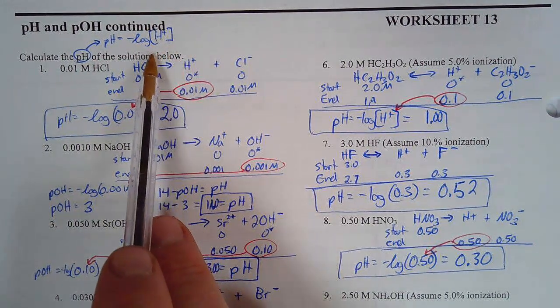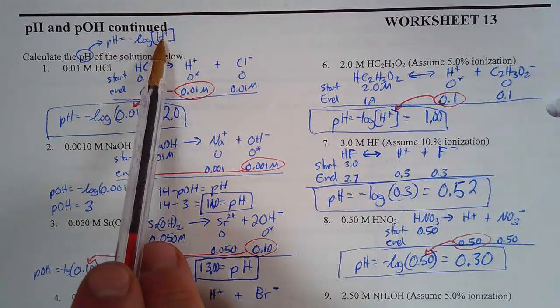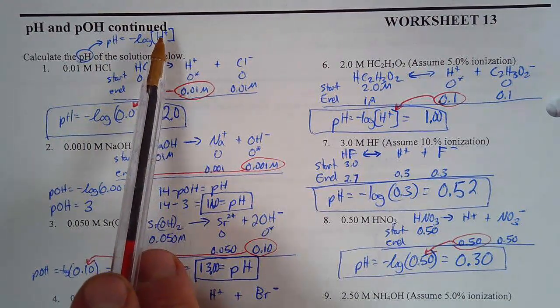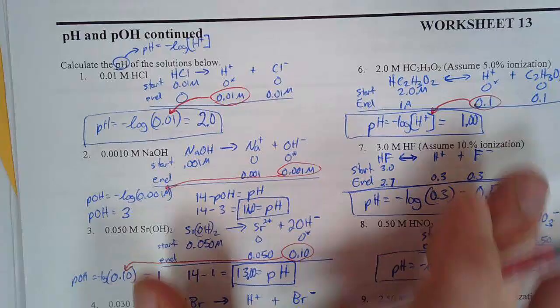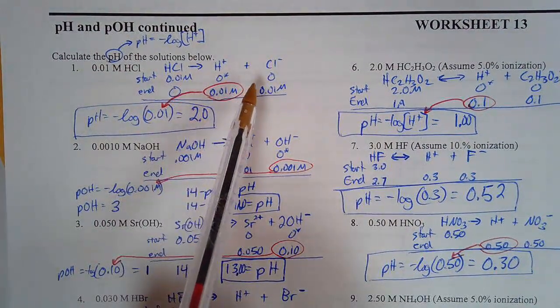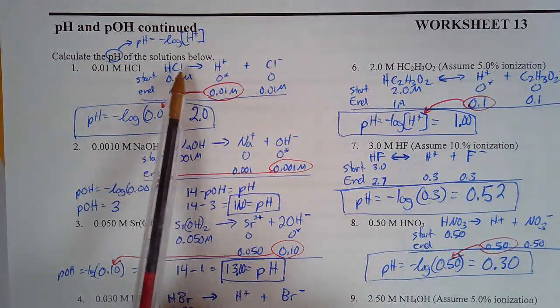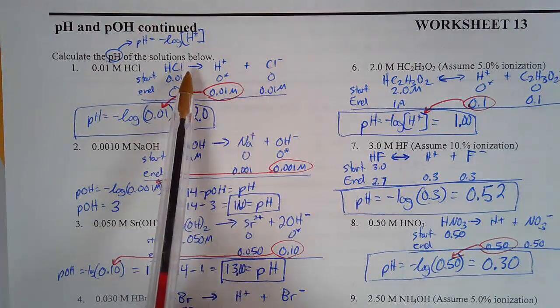Now, the way you calculate pH is you take the negative log of the hydrogen ion concentration. So if they give you the hydrogen ion concentration like they did up here, finding the pH is super duper easy. But the way that they give you this, you have to think about the solution that forms just a little bit.